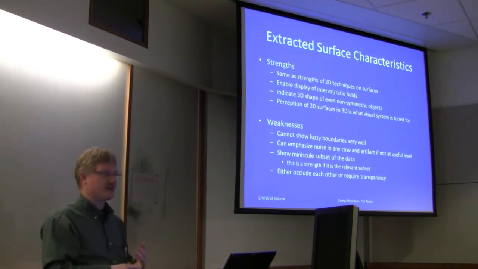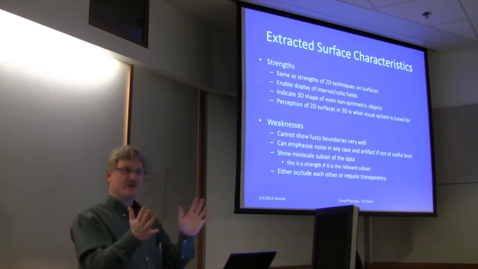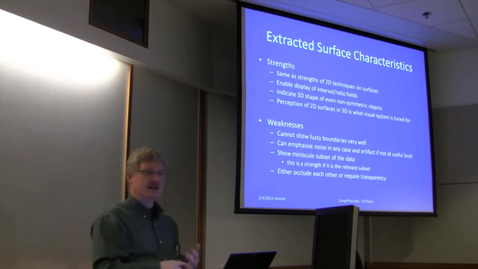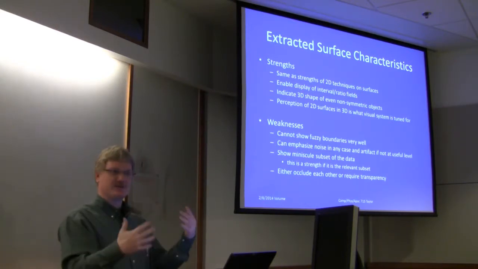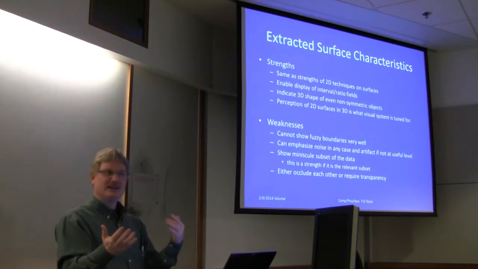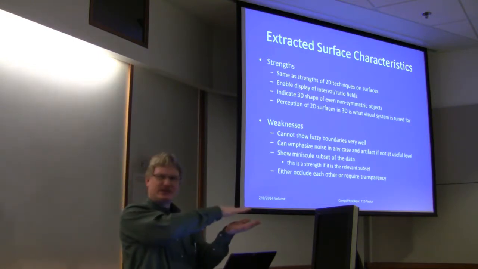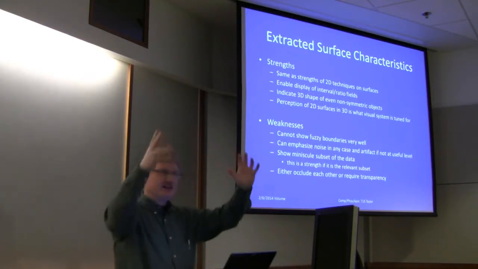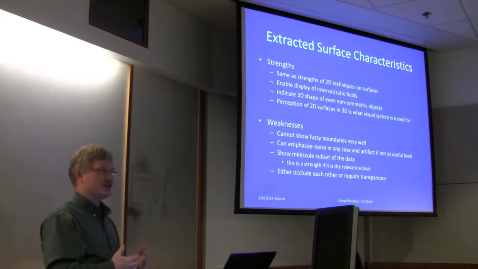Doesn't show fuzzy boundaries well, right? If you extract a surface, you don't know what the thing's doing perpendicular to the surface. It can emphasize noise, and if you pick a particularly poor level, you get this really interesting feature that doesn't make any sense, right? This is kind of like what happened with contours in 2D. With the DNA, if you picked a strange value, you got a really interesting feature that wasn't data relevant. Well, here you get an interesting 3D feature that's not data relevant. It's a minuscule subset of the data.